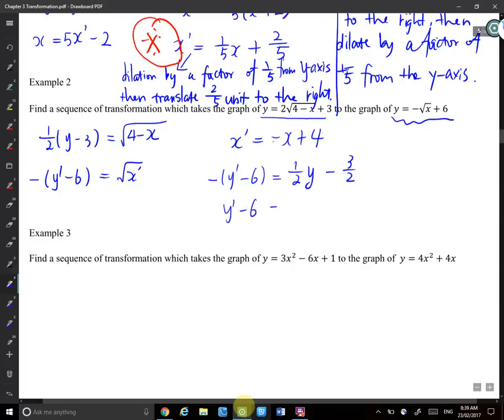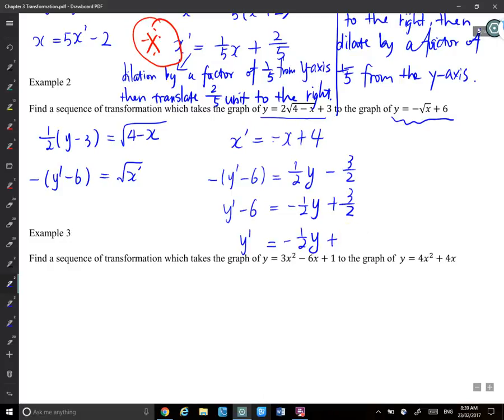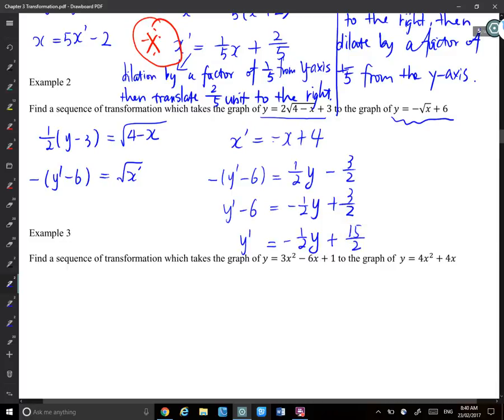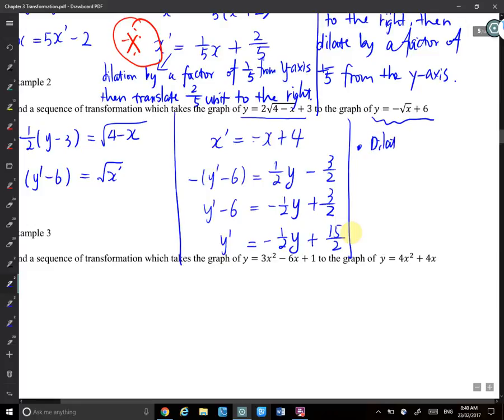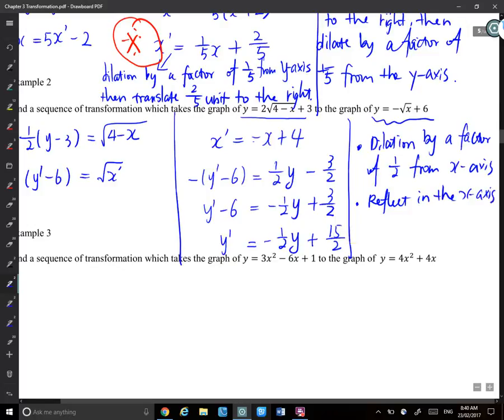And you will negate both sides, and you will plus the 6. So y dash equals minus 1 on 2 y plus 6, so it's 12 on 2, so it's 15 on 2. Okay, you have 15 on 2. So let's talk about that in DRT order. So you have dilation by a factor of a half from the x-axis, reflect in the x-axis because it's all changing the y value, and then translate 4 units to the right and 15 over 2 units up.